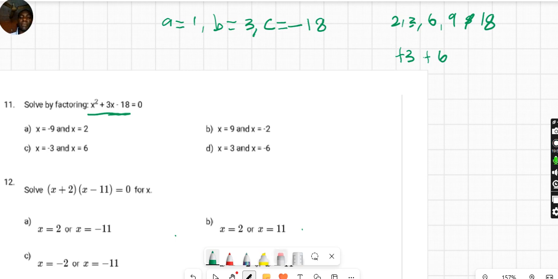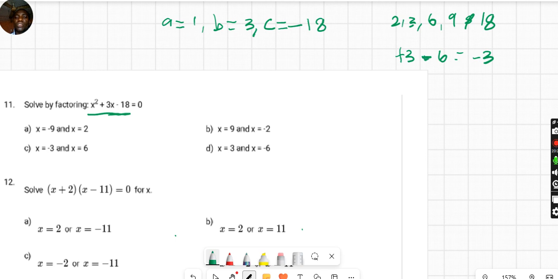Alright, so let's try plus and minus now. Okay, plus 3 minus 6. We are trying to add the two numbers that will give us our B. So if you look at plus 3 minus 6, our answer is going to be minus 3. But in our equation, our B is plus 3 and not minus 3. So we can't use plus 3 and minus 6 as our two factors.